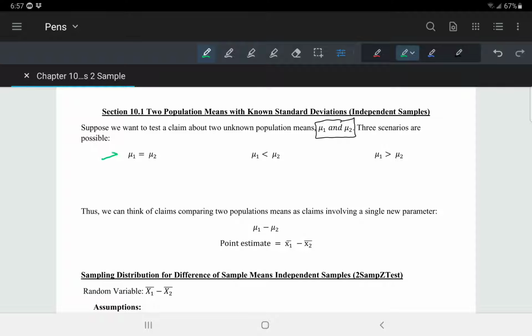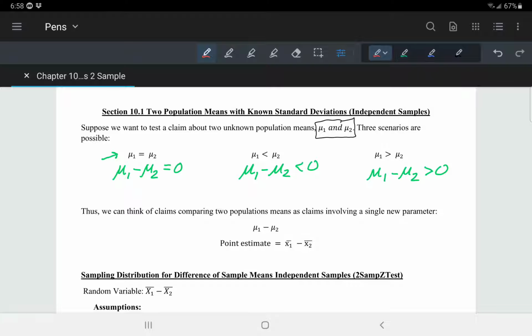If mu1 is equal to mu2, when I subtract mu2 from both sides of the equation, we'd get mu1 minus mu2, and that would have to be equal to 0. In the second situation, if mu1 is less than mu2, when I subtract mu2 over, we should have that mu1 minus mu2 will be less than 0. And in the third scenario, if we subtract mu2 from both sides, we'll have that mu1 minus mu2 should be greater than 0. That is, that it will be positive.